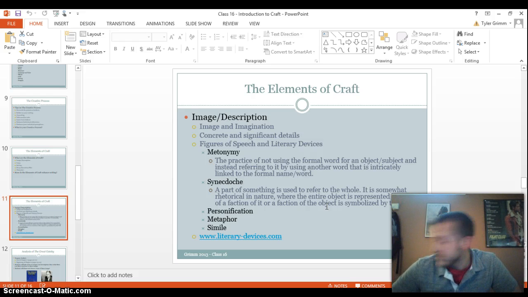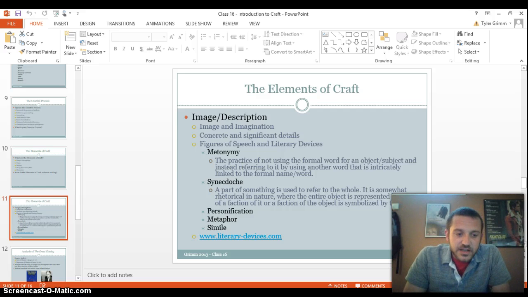On your Elements of Craft sheet, there are several figures of speech and literary devices mentioned, such as metonymy. You can use figures of speech, but there's a time and a place to do it. Most of these you're probably not going to think about very often. Metaphor and similes you'll probably use, but you need to be careful because your writing must always be original, and a lot of times some of the metaphors and similes that students use are actually cliches. You never want to use cliches. You want your writing to always be fresh, unique, and imaginative.